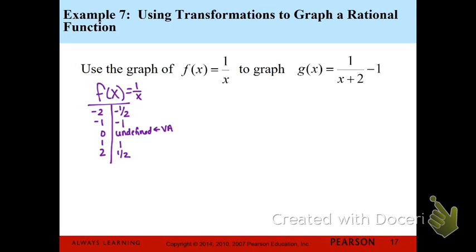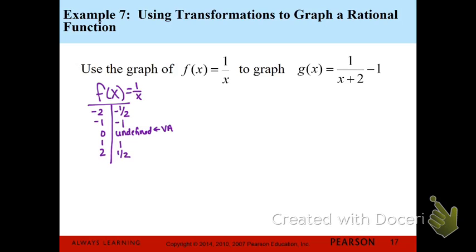Alright, so it says use the graph of f of x equals 1 over x to graph g of x equals 1 over x plus 2, minus 1. Now we wrote down our parent table there for our reciprocal function, or rational function. Transformations work the same way they did with the other functions.